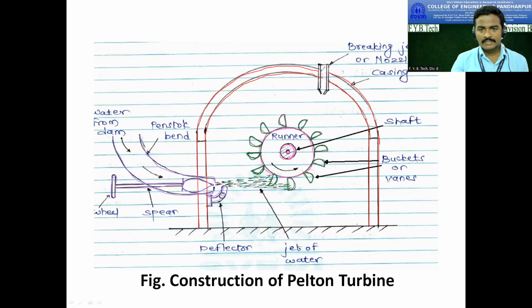So you should take care that while drawing this braking jet, it should be drawn in such a way that the water should fall over the buckets, the turbine buckets.